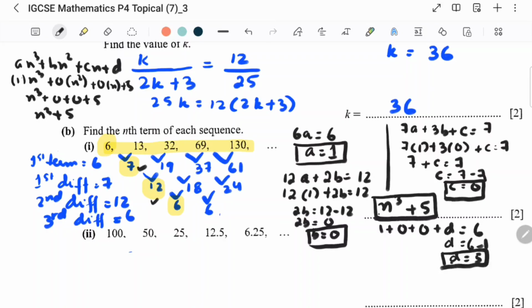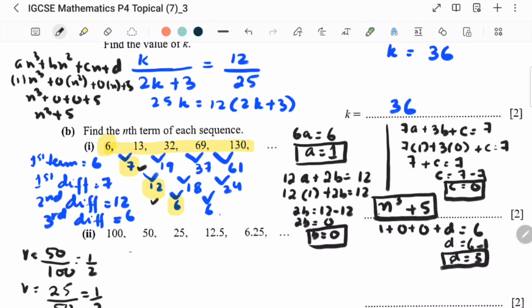Okay, now we are moving to the second sequence: 100, 50, 25, 12.5, 6.25. Easily you can see that you get the same number if you divide. So r is equal to 50 over 100, or r is equal to 25 over 50. That's the same number, which is equal to half here. So it's a geometric sequence.